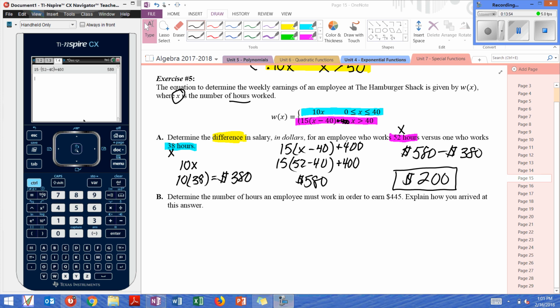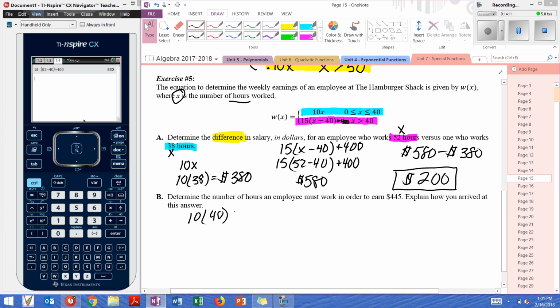Okay, so part B says determine the number of hours an employee must work in order to earn $445, and then explain. So let's think about this here. If we work, let's say, the maximum of 40 hours in a week for this first part, 10 times 40 is 400. That is the maximum. So what we know here is this person had to have been working what I would say overtime, because we cannot get $445 ever from this blue piece, because our maximum value of 40 gives us the maximum Y value of 400 for that piece.